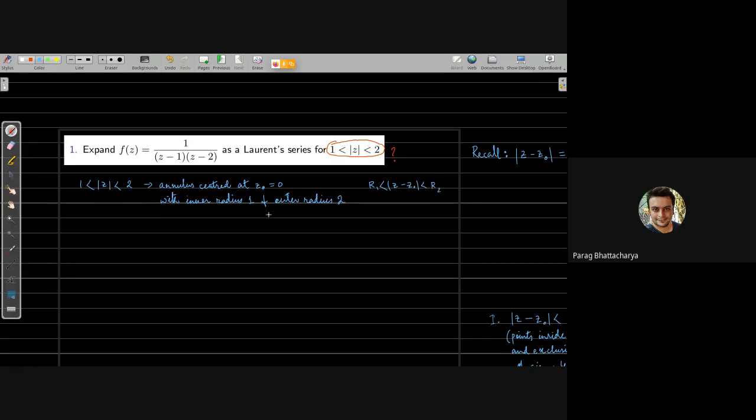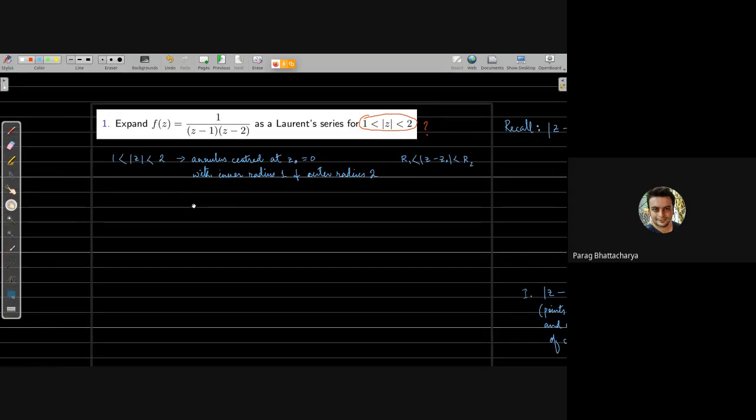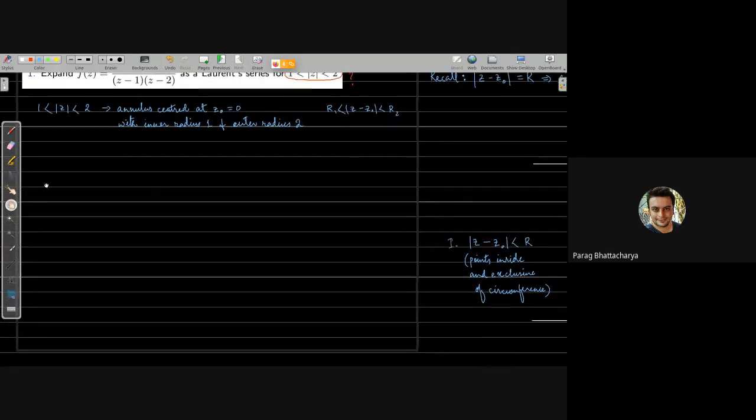There is no z naught here. That means z naught must be equal to 0. The center is 0. Is that clear? Yes. Okay, so let me just quickly draw this here. So this is what we're talking about. This is a complex plane.